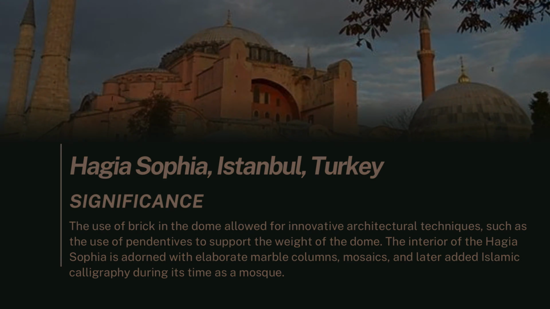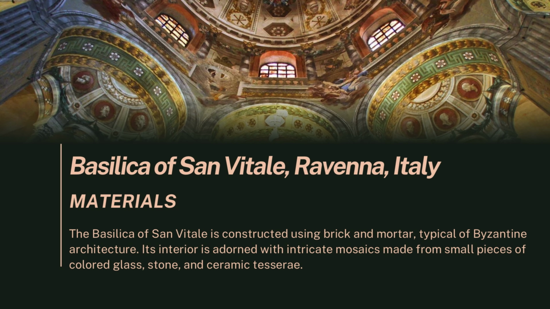Third one is the Basilica of San Vital, Ravenna, Italy. The Basilica of San Vital is constructed using brick and mortar, typical of Byzantine architecture.